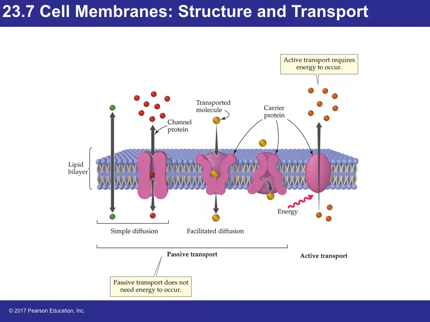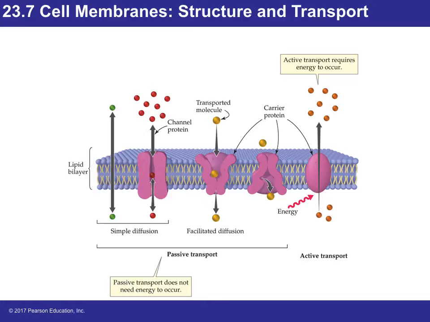If you look at here, on the very far left, simple diffusion. Look at the red dots. You have 1, 2, 3, 4, 5, 6, 7, 8 on one side, and you only have one on the inside part of my cell, where everything goes from a higher concentration to a lower concentration. So simple diffusion will let those red molecules move freely towards the inside. Sometimes you need to have a molecule that will be transported. That's what we call a facilitated diffusion. It's still part of a passive transport that doesn't need energy to take place.